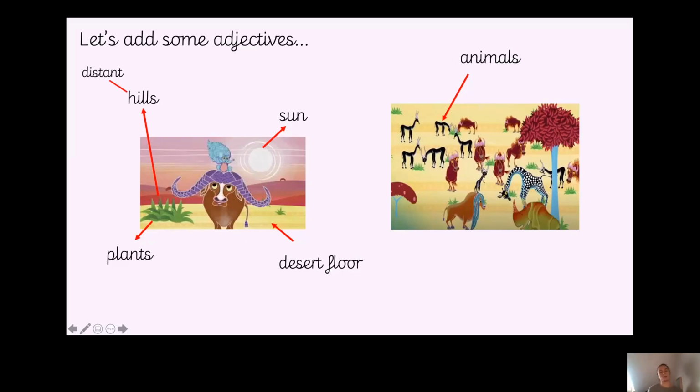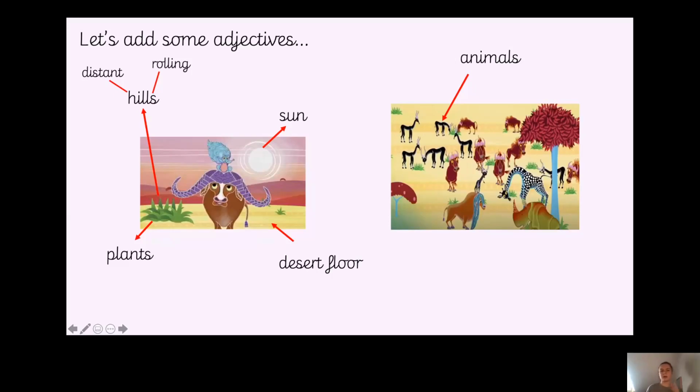Now, what other words could I use? What other adjectives could I use to describe the hills? Well, can you see they look like they're going on for quite a while? So therefore, I'm going to use the adjective rolling, the rolling hills. Okay, so I've got two adjectives to describe the hills, the distant hills and the rolling hills.